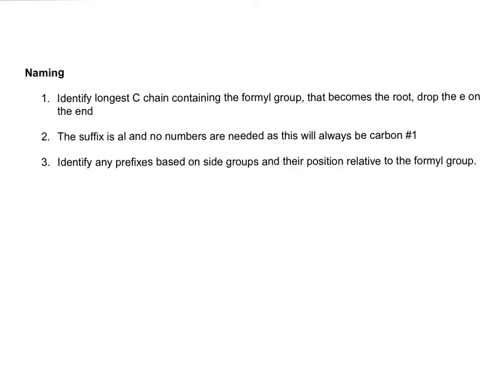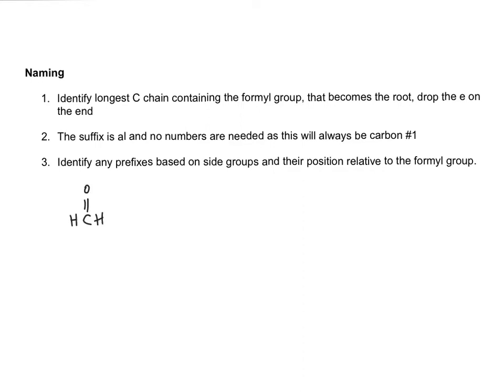When naming aldehydes, identify the longest carbon chain containing the C double bond OH group, and that becomes your root. You drop the E off of the alkane and you add al. There are no numbers needed for the formyl group because that will always be carbon number 1. You're going to number from that end because it has preference over any other side group. Identify any prefixes based on side groups and their position relative to that formyl group, the C double bond OH.